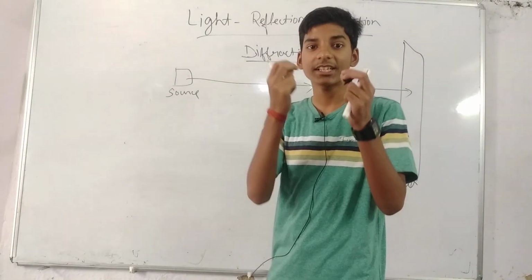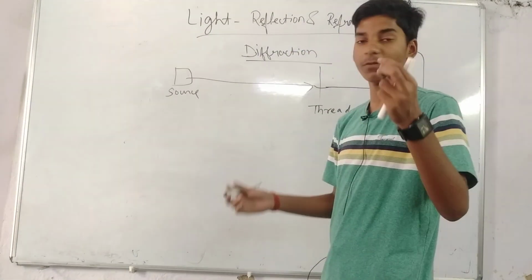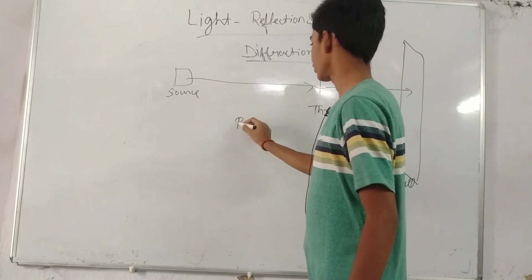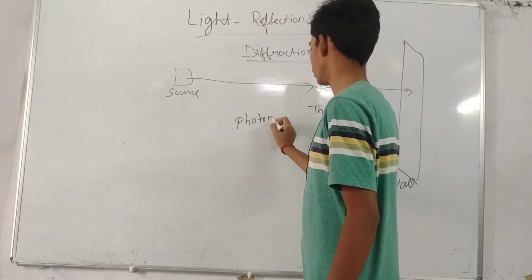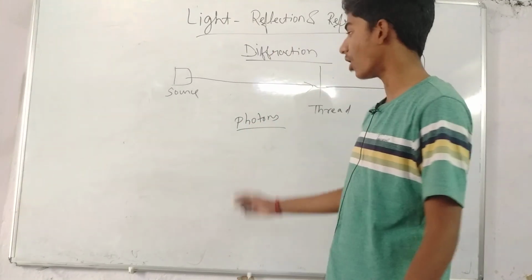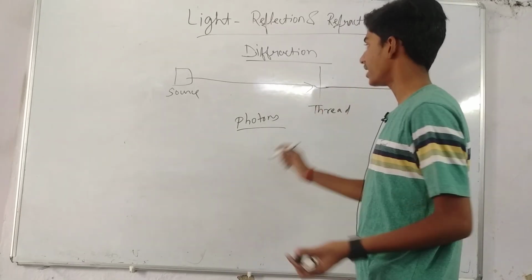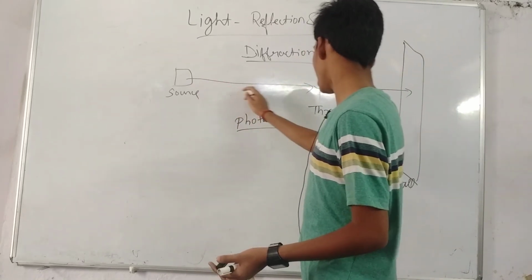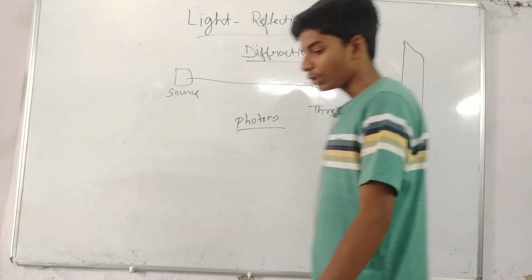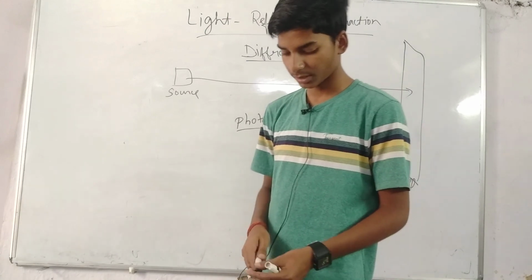Why? Because light is thought of as a source of energy which consists of small particles called photons, and since we know that a thread is very thin, these photons just bend around it and then fall on the wall. So this contradicts the fact that light travels in straight lines.